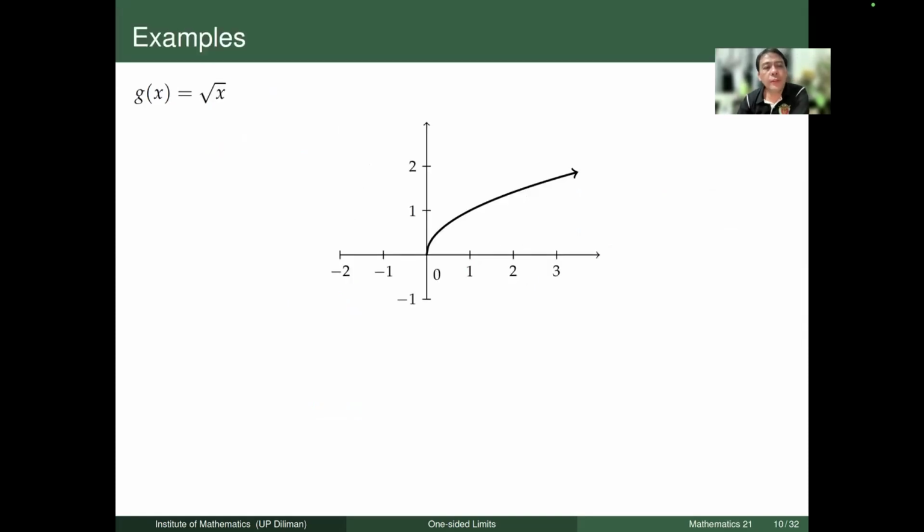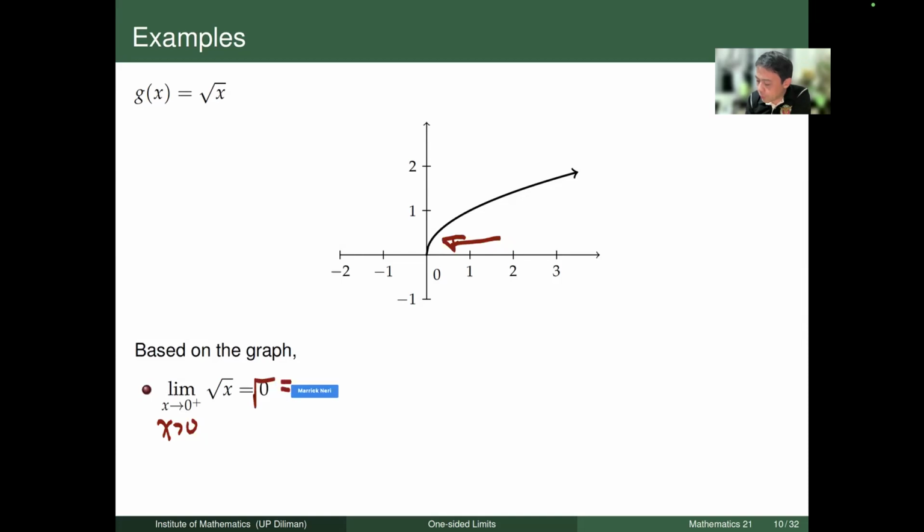Now let's consider this example. So we have the limit from the right of 0 and the limit from the left of 0. So from the right, x is greater than 0. So x is positively valued. So we are going in this direction, and we can see that we can replace the x by 0. And that would just be the square root of 0. And the square root of 0 is just 0.